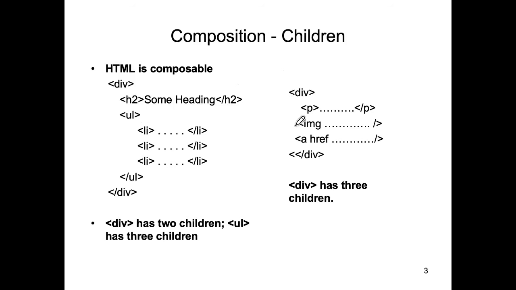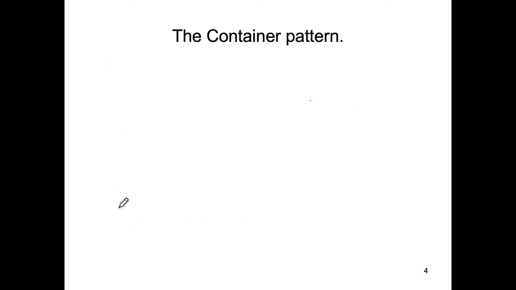The other term that we would use when we're describing this code is to say that the div element here has two children. So H2 and UL are children of div. On the right, the paragraph and the image and the hyperlink, or the anchor tag, are children of the div element. Now, this notion of children, though, actually is part of the React idea as well.